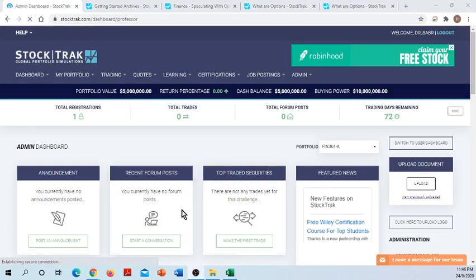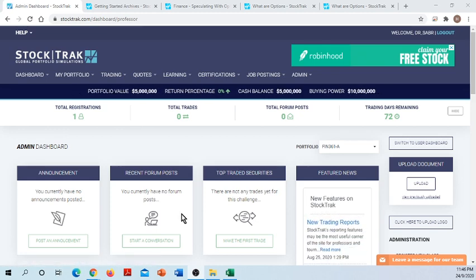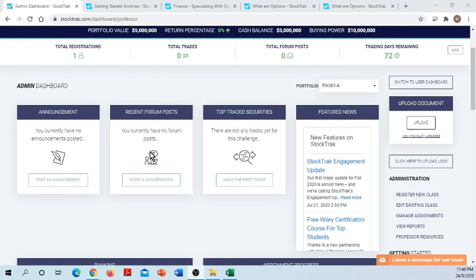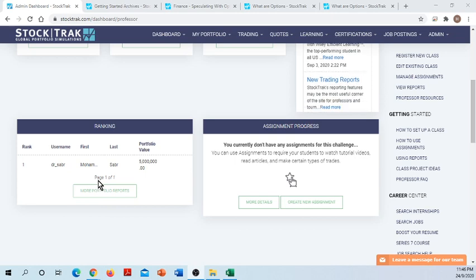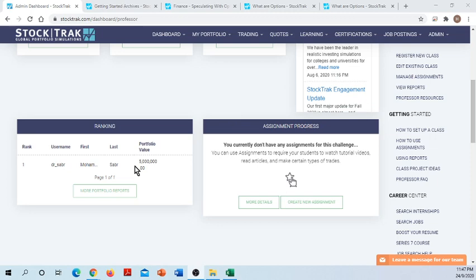When you log in to StockTrak, you will be taken to the admin dashboard. The admin dashboard provides you some summary information: how many accounts are registered in your class or classes, the number of trades, and the ranking of the different portfolios in the classes you are teaching or have already set up.